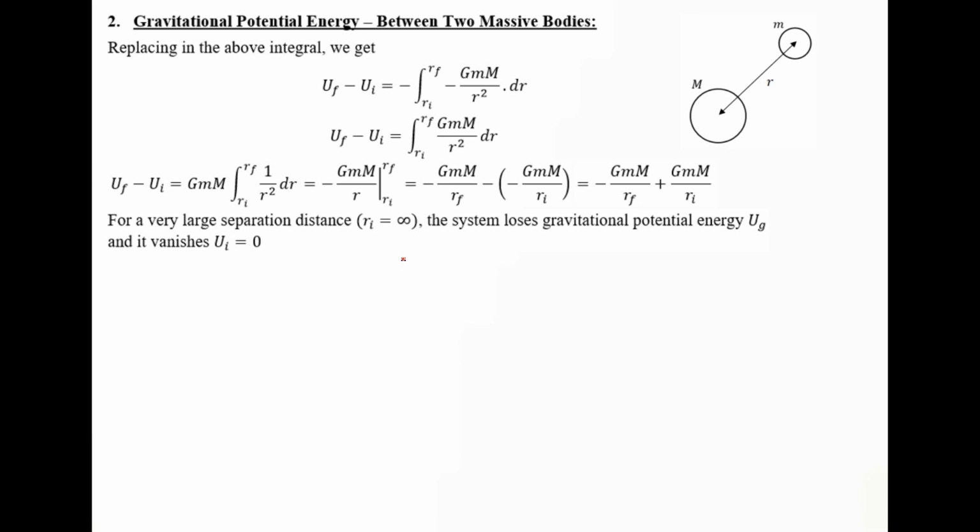Now here we need to choose our reference potential energy as we've done near the surface of a planet. Now you can think about the following. If the separation distance between the two bodies is large enough so they don't communicate with each other, then the pull of gravity between them is 0, so no potential energy is stored. So we can say for a very large separation distance, as r tends to infinity, the system loses gravitational potential energy and it vanishes, which means U is 0. Now here, how do we know whether the infinite position corresponds to the final or the initial? It depends on you. So for example, in my case, I will choose the initial position to be infinity.